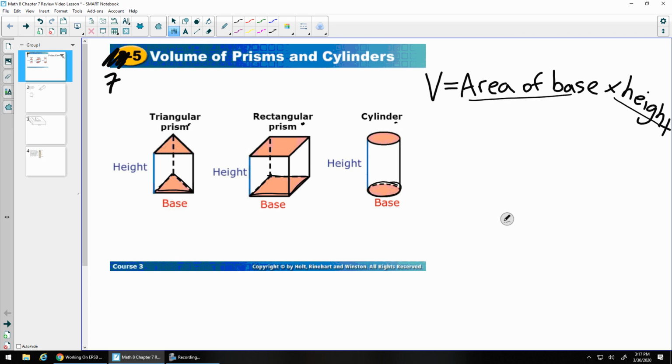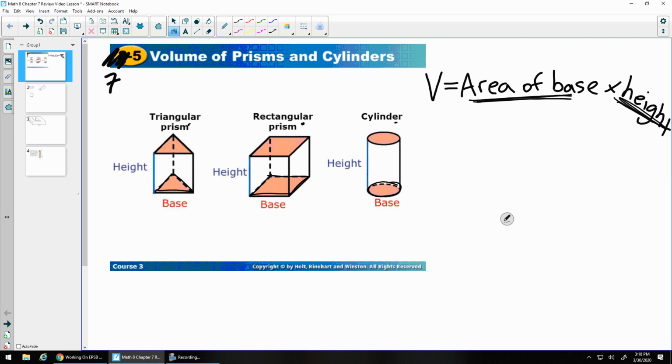To find the volume of these shapes, you need to find the area of those bases, the area of whatever shape it is that makes it what it is. If it's a triangular prism, you find the area of the triangle. If it's a rectangular prism, you find the area of a rectangle. Every side is a rectangle, so it doesn't really matter which one. For the cylinder, you find the area of the circle. And then you multiply that by our height.